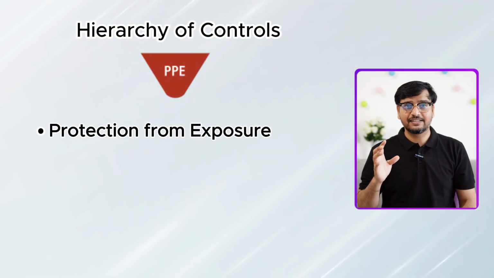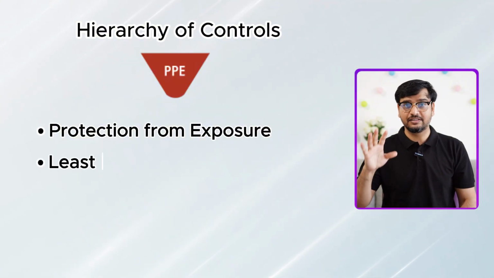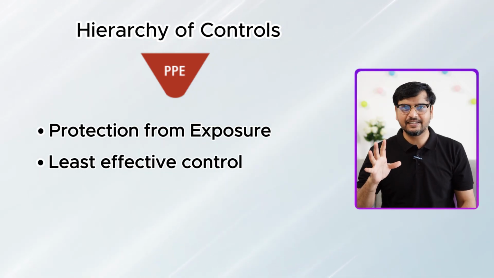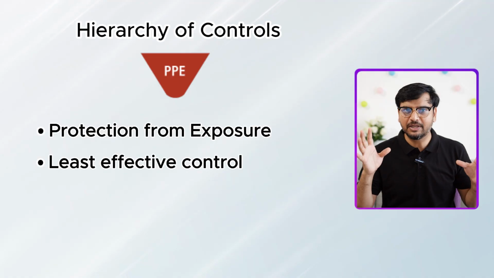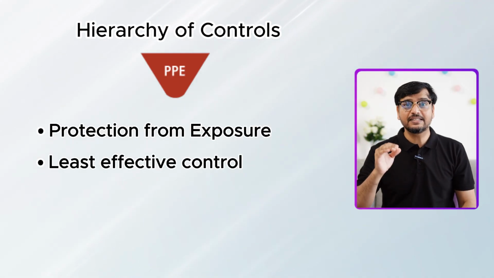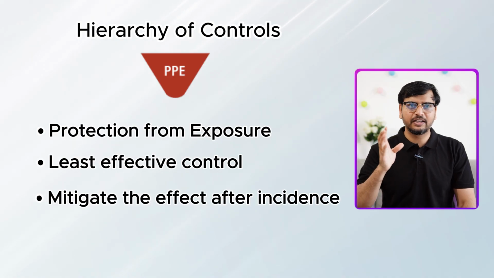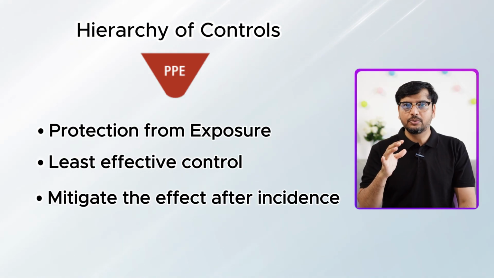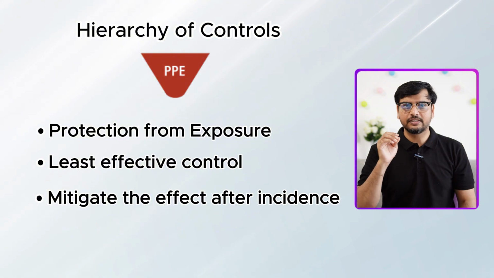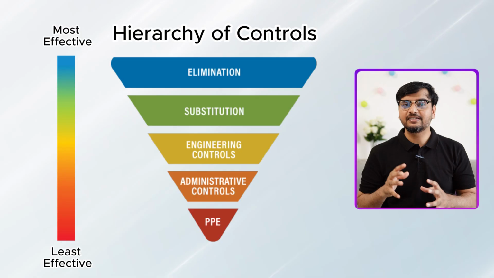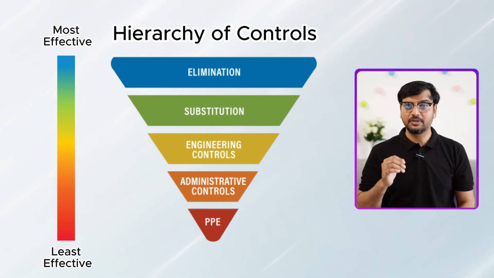While essential, it's not the most effective control since it depends on correct and consistent usage. But PPE is necessary when other controls can't fully eliminate the hazard. However, it does nothing to prevent accidents and only mitigates the effect after an incident occurs. Proper use and maintenance are critical for its effectiveness, and that's why it is called a last resort. So this is how the hierarchy of control can be used to reduce harm to workers.